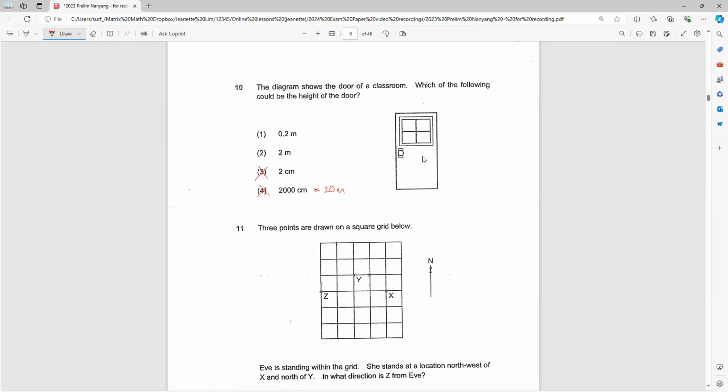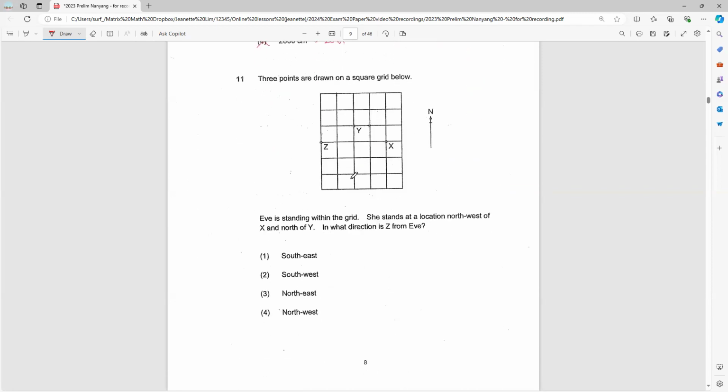0.2 meters, 0.2 meters is the same as 20 cm. Okay, 20 cm, your ruler is about 15 cm, right? So your door is not going to be 20 cm. So that's out. So 2 meters. So if a person is 1 point something meters, it's just a bit more. So 2 meters, the door for the person to enter. Okay, so answer 2.